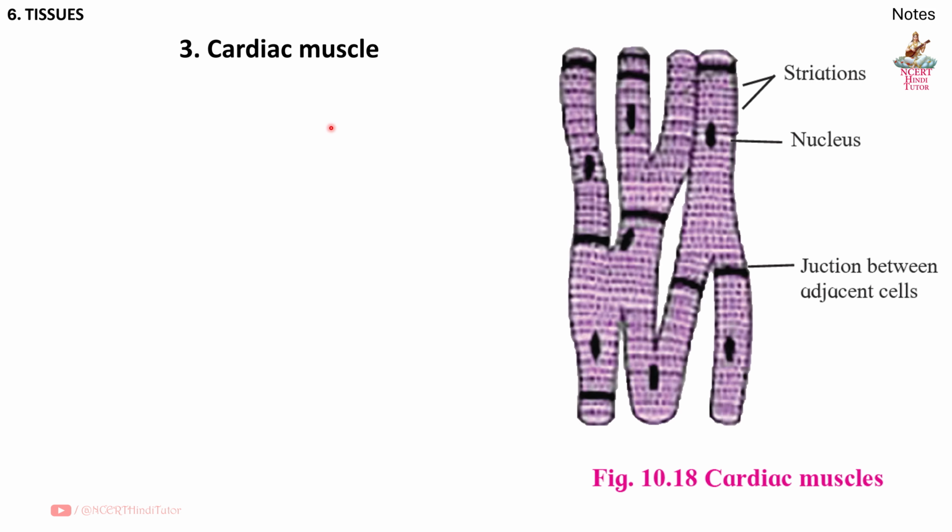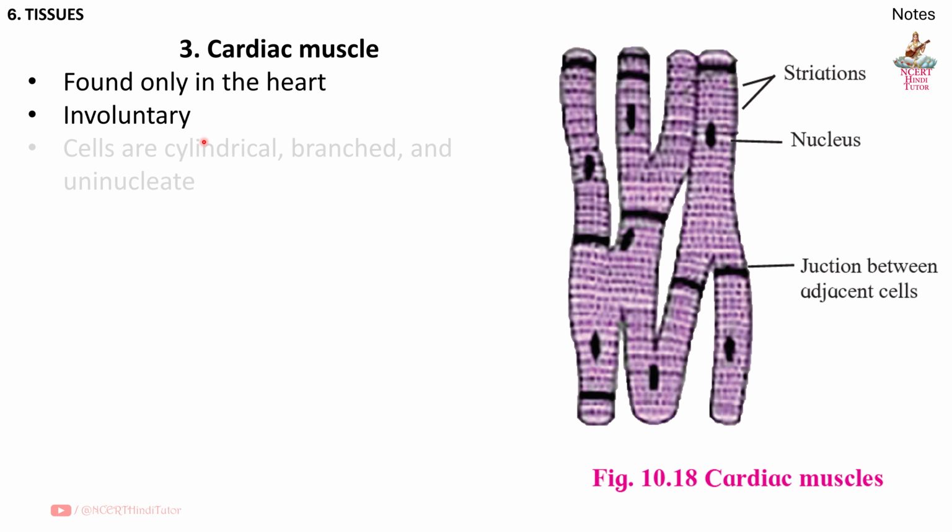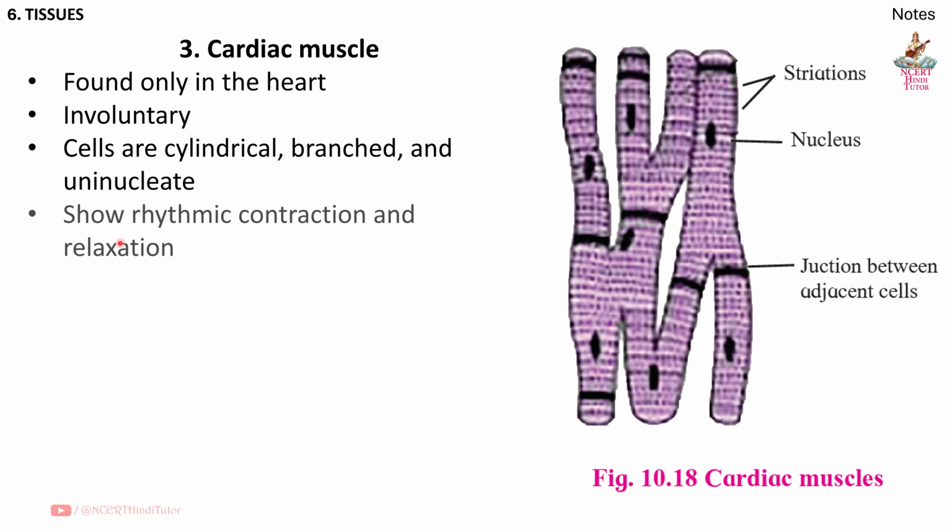Third, cardiac muscle. This is the diagram. Found only in the heart. Involuntary. Cells are cylindrical, branched and uninucleate. Show rhythmic contraction and relaxation. Function: pumps blood throughout life. So friends, as you can see, this is the branch, here the branch. This is cylindrical and uninucleate.